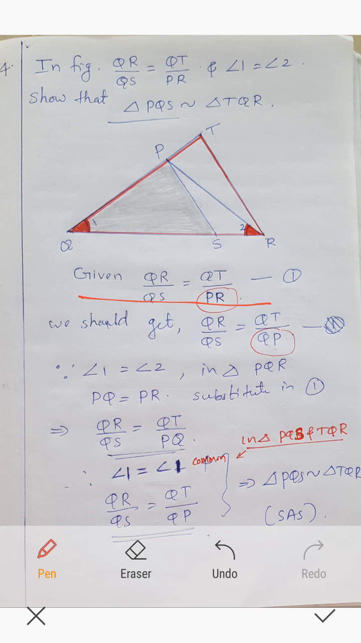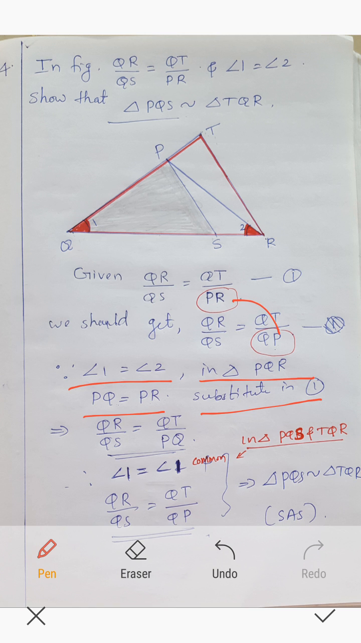We are given that QR by QS equal to QT by PR. So we should get QR by QS equal to QT by PQ. You need not write this; only for you to understand, I have written it. And let it be equation number 1. Actually, we have to convert PR to QP. For converting PR to QP, we are given angle 1 equal to angle 2 in triangle PQR. PQ equal to PR.